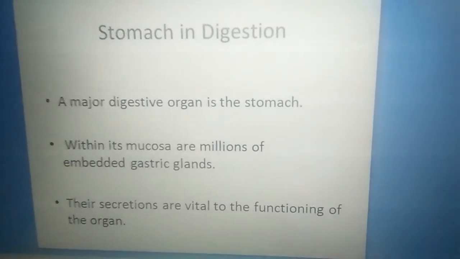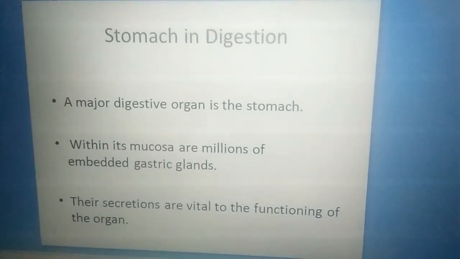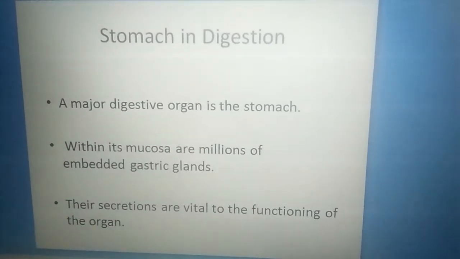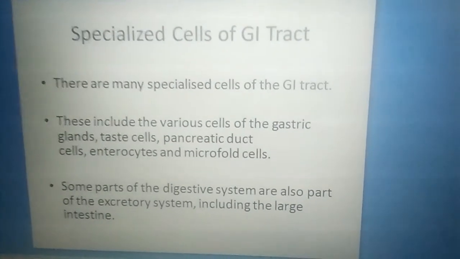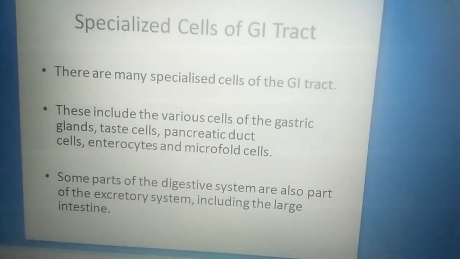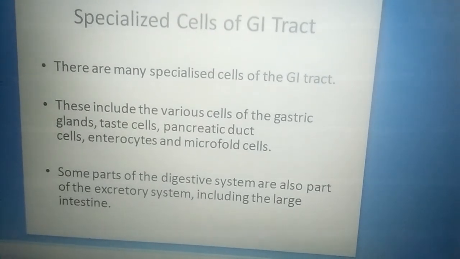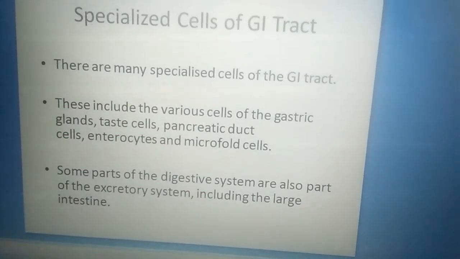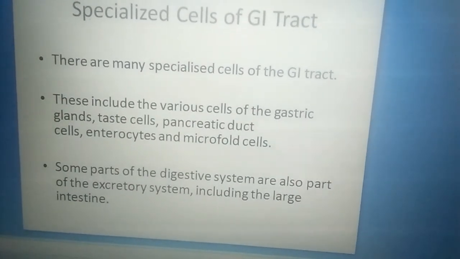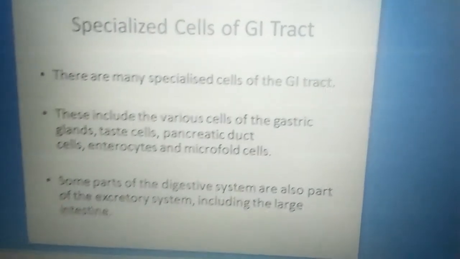The major digestive organ is the stomach. Within its mucosa are millions of embedded gastric glands. Their secretions are vital to the functioning of the organ. There are many specialized cells of the GI tract. These include gastric glands, taste cells, pancreatic duct cells, enterocytes and microfold cells. Some parts of the digestive system are also part of the excretory system, including the large intestine.